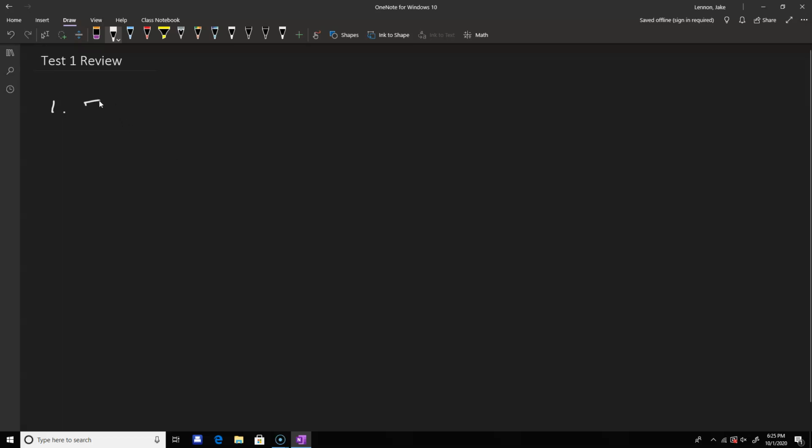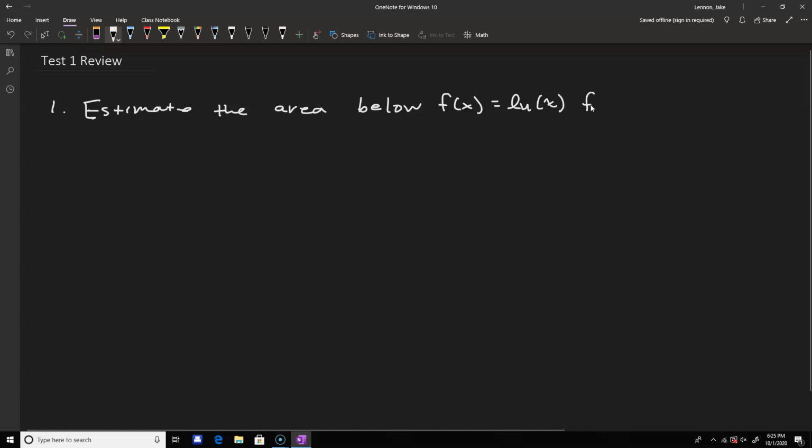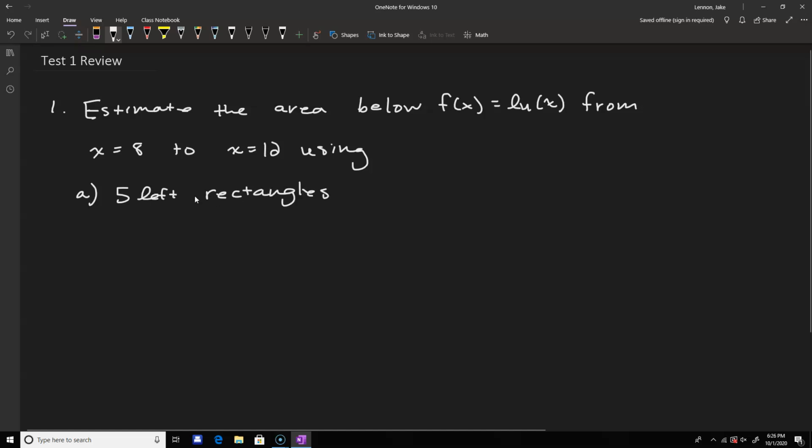So this first one is going to be a Riemann sum estimate. So let's say estimate the area below f of x equals the natural log of x from x equals 8 to x equals 12 using, let's do two parts. Let's say A, 5 left rectangles, and then the second part will just be using 5 right rectangles.